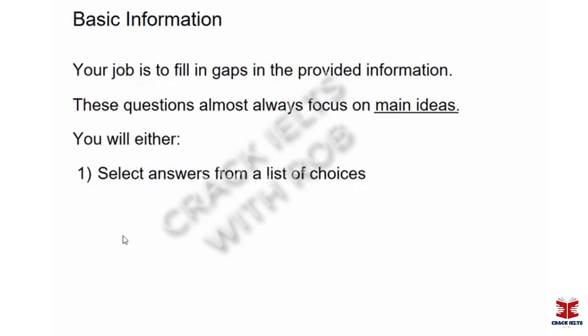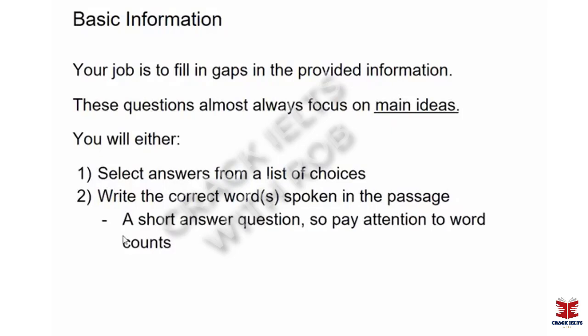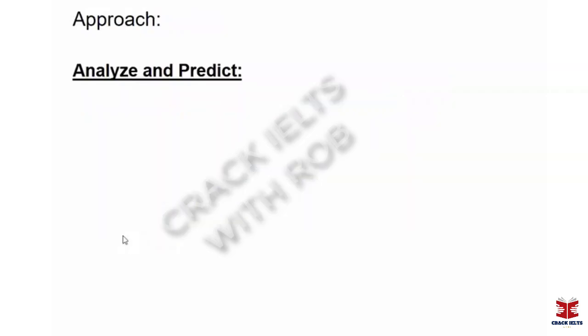So there are 2 varieties here. You will do one of the following. Number 1, you're either going to select answers from a list of choices. Like on other question types we find in the listening paper, there could be a box with lettered answer choices for you to choose from. Or the second option will be to choose words that are spoken in the passage itself, to use those words to fill in blanks. The second type here is just a short answer question type, so you'll have to pay attention to word counts like you always do on other types of short answer questions on the IELTS. Now let's look at some strategies for this.